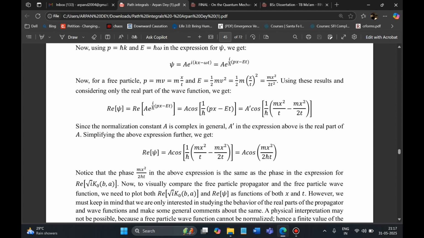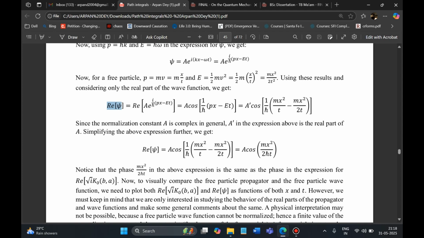Now, for a free particle, we are just confining ourselves to a free particle right now. So for a free particle, momentum p equals mv, which is mx over t, because v is the velocity, position x over time t, and E equals half mv squared, the kinetic energy, which is half m (x over t) whole squared, which is mx squared over 2t squared. No potential energy since it is a free particle.